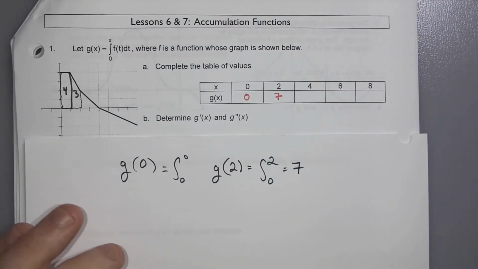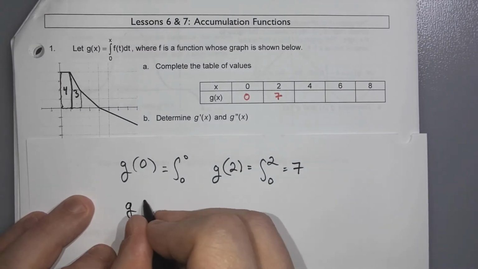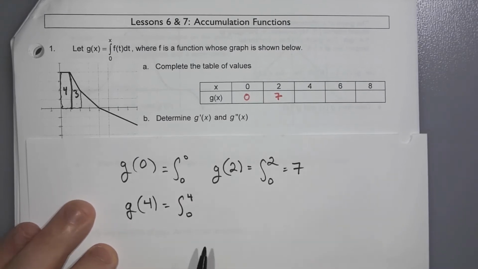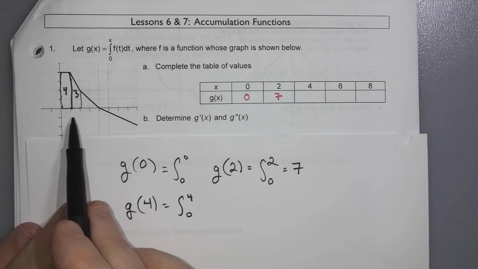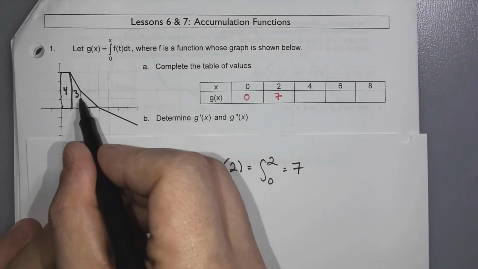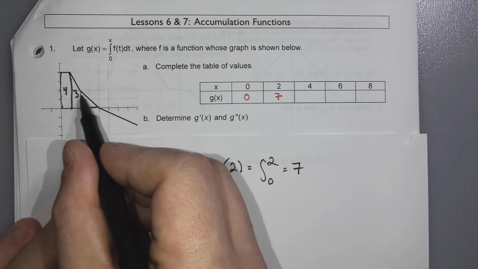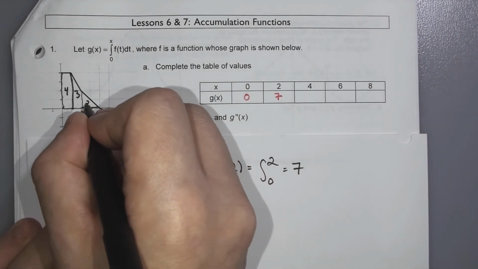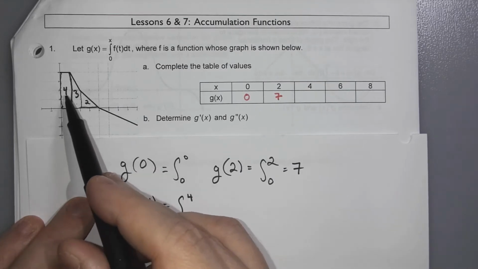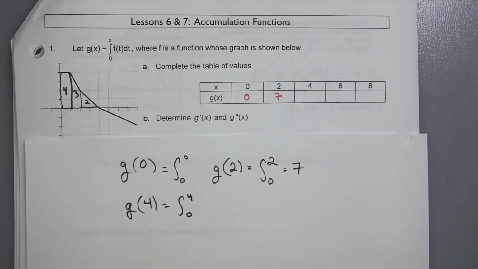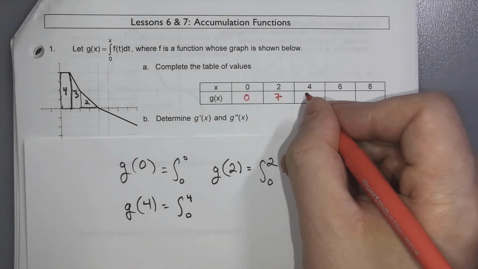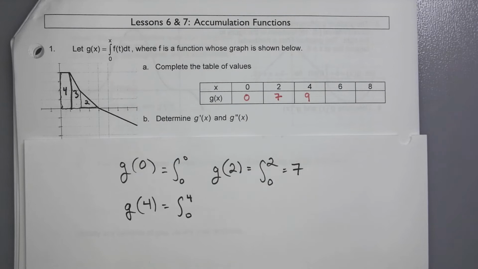Okay, moving on to g of 4. G of 4 is the integral from 0 to 4. We've already done the area from 0 to 2, so I just have a little bit more to add on, which comes from here and here. So what is the area of that triangle? Well, 2 times 2 is 4. Half of 4 is 2, so that area is 2. And so the integral from 0 to 4 is going to be the 4 plus the 3 plus the 2, which makes a total of 9. 4, 7, 9. So there is our area then.